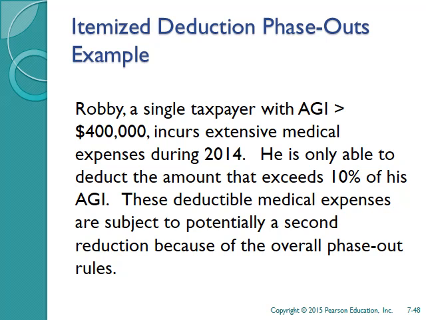Now, when he goes to calculate the reduction of his itemized deductions, he's going to look at the amount he already calculated, so in this case, $60,000, and that's what he's going to apply the reduction based on his income to.